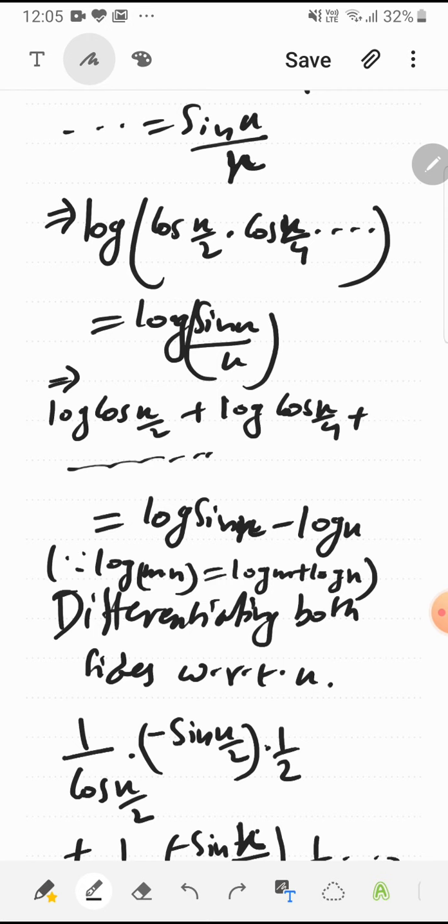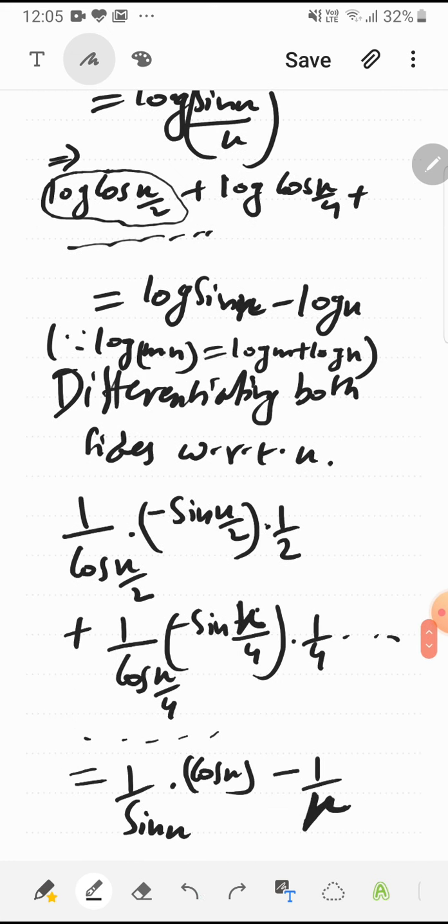Now differentiating both sides with respect to x. Now this is a very important thing. For log of cos x by 2, the derivative of log is 1 by x, which is 1 by cos x by 2. Next, the derivative of cos x by 2, which is minus sin x by 2, into the derivative of x by 2, which is 1 by 2. So this is the complete differentiation for log of cos x by 2. Next is the same for log of cos x by 4, and so on. In the right hand side, the derivative of log of sin x is 1 by sin x into cos x, and for log x it is minus 1 by x.